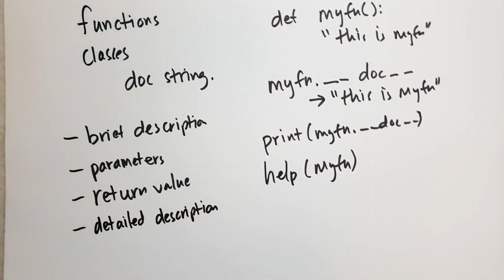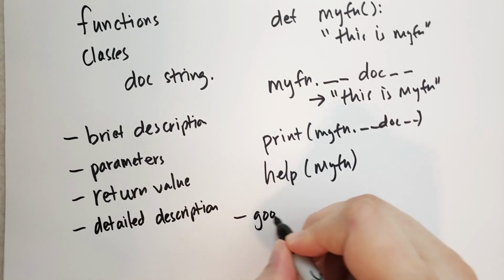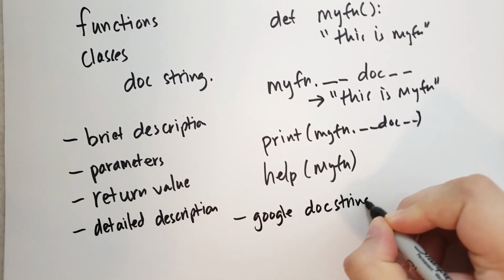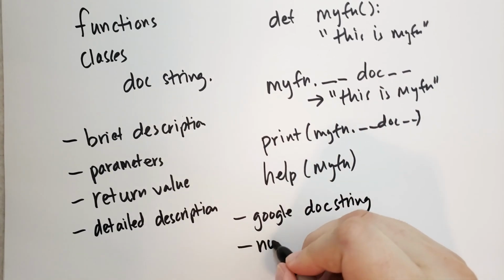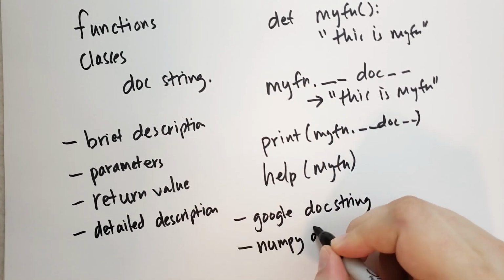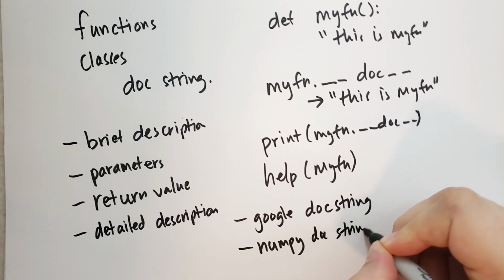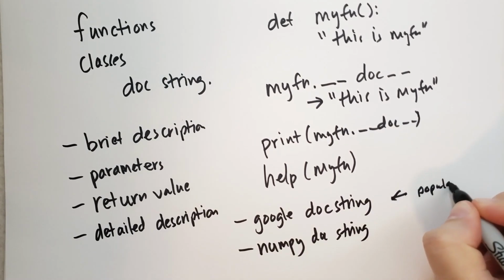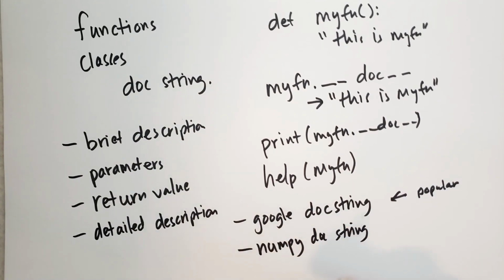There's two popular formats for organizing these comments. One is called Google Docstring, and the other is called NumPy Docstring. It seems the Google Docstring is more popular. I recommend you read about the Google Docstring standard and use it in your code from now on.